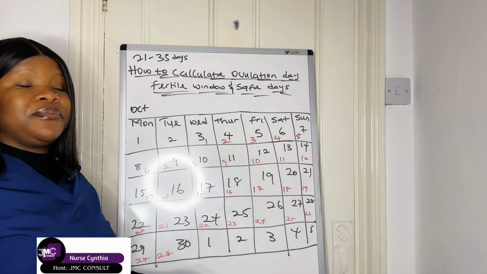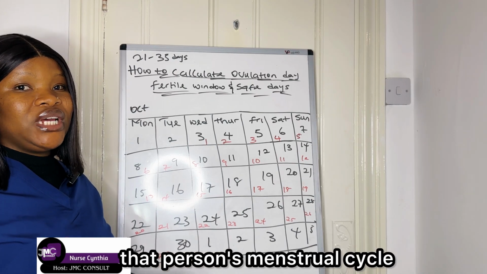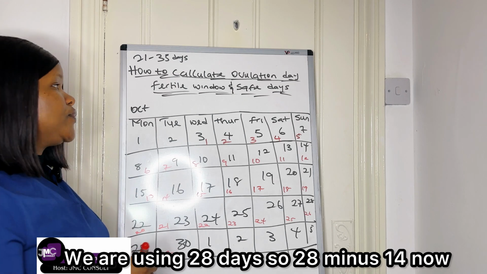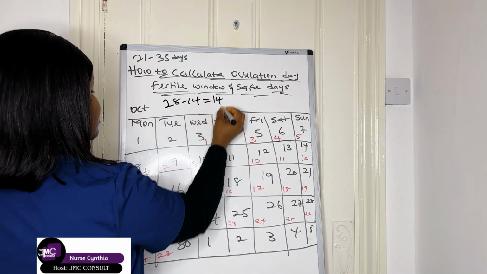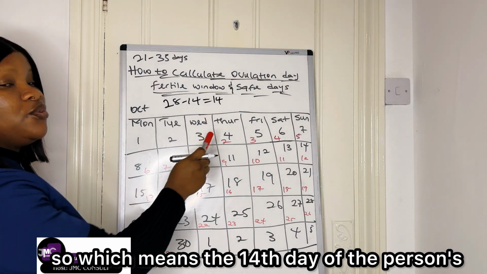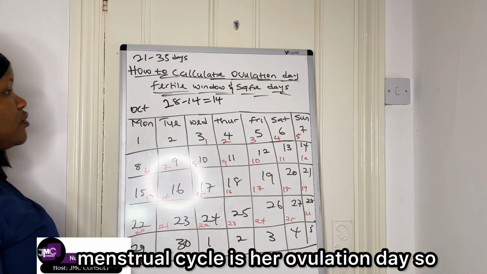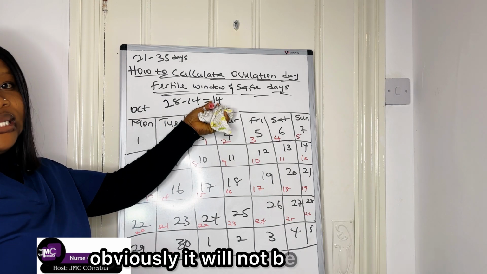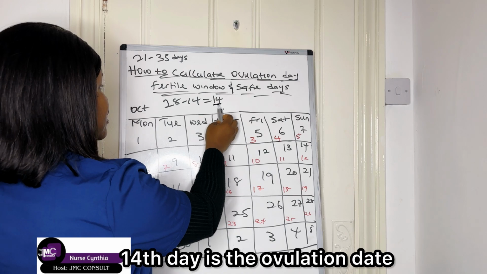Scientists have proven that a person's ovulation day is 14 days before the next menstrual cycle. So we are using 28 days. So 28 minus 14 equals 14. Which means the 14th day of the person's menstrual cycle is our ovulation day. So if your cycle is 30, obviously it will not be the same day. Minus 14 from 28, which gives us 14. 14th day is the ovulation day.